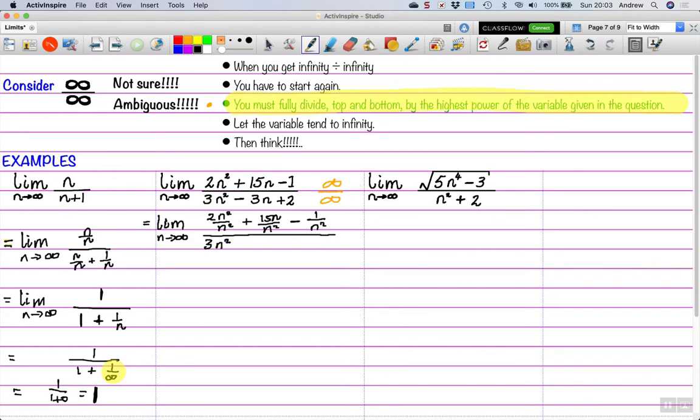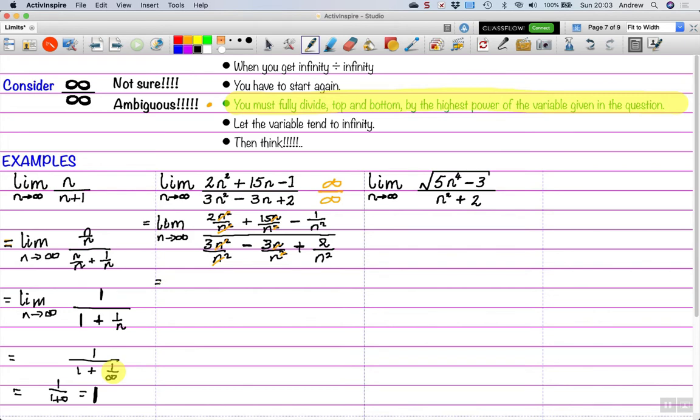So we've got 3n squared divided by n squared minus 3n divided by n squared plus 2 divided by n squared. So we're dividing top and bottom by the highest power of n, which is n squared. When we do that, the n squared here and the n squared there cancel. One of the n's on top cancels with one of the n's there, so this becomes a rewritten line.